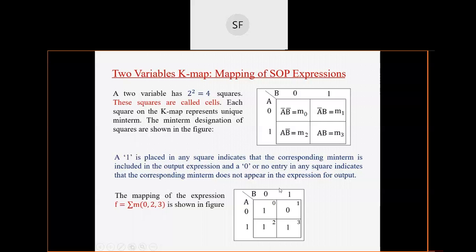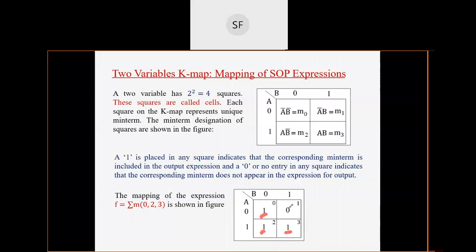All right, so in this function you can observe there are three min terms. That means if a min term is present in your function, you have to put 1 here. So you can observe 0 is present, so we have put 1 here. 2 is present, so again 1 is written here. 3 is also present, so we have written 1 here. But the min term 1 is not present, so we have put 0 there.